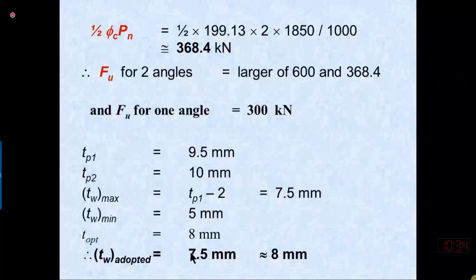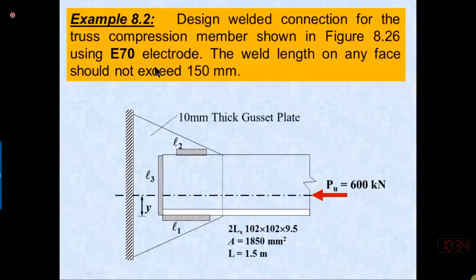Okay, next we need to determine the weld value, which is the lesser value out of the weld strength and base metal strength. The first value is the weld value based upon the weld strength, the shear strength of the weld, which is considered as 60% of the normal strength.